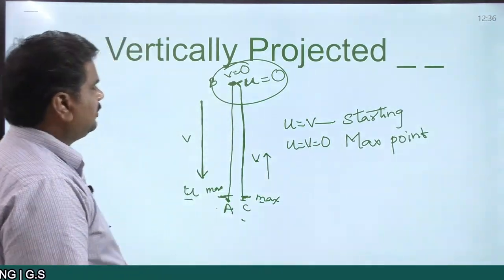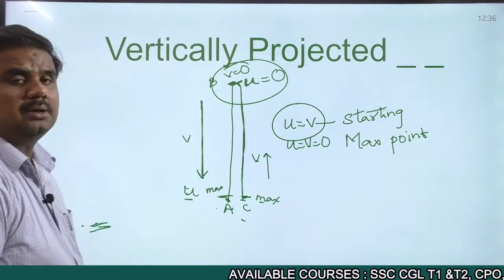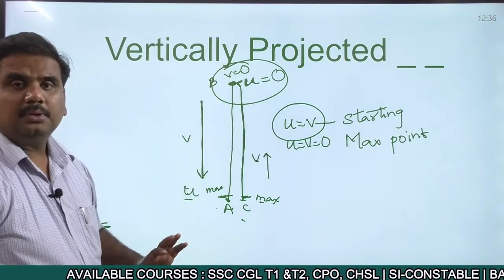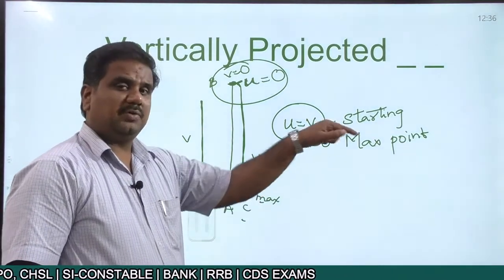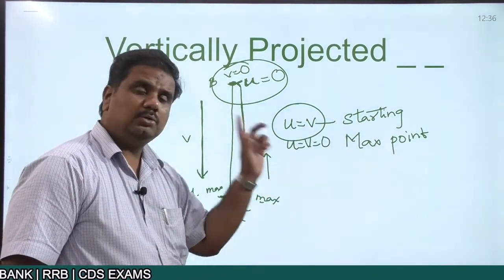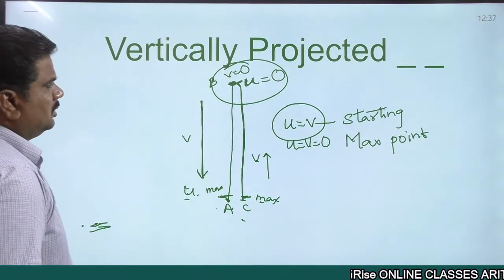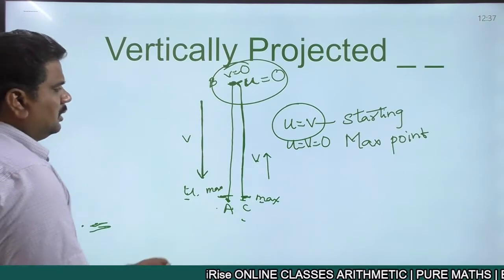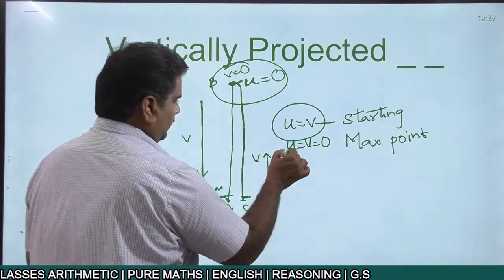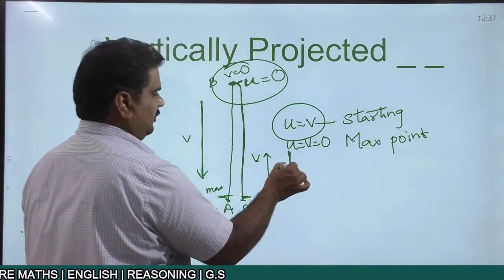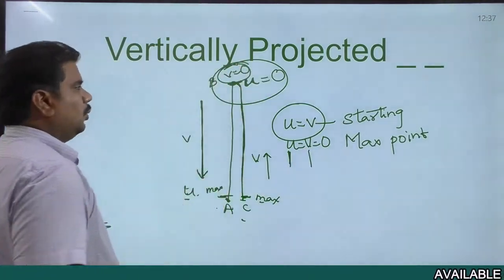So in the case of a vertically projected object, at the starting point, the value of u and the value of v will always be equal, right? And at the same time, for a vertically projected object, the value of v equals 0 at the maximum point, and for a freely falling object, the value of u equals 0 at the starting point.